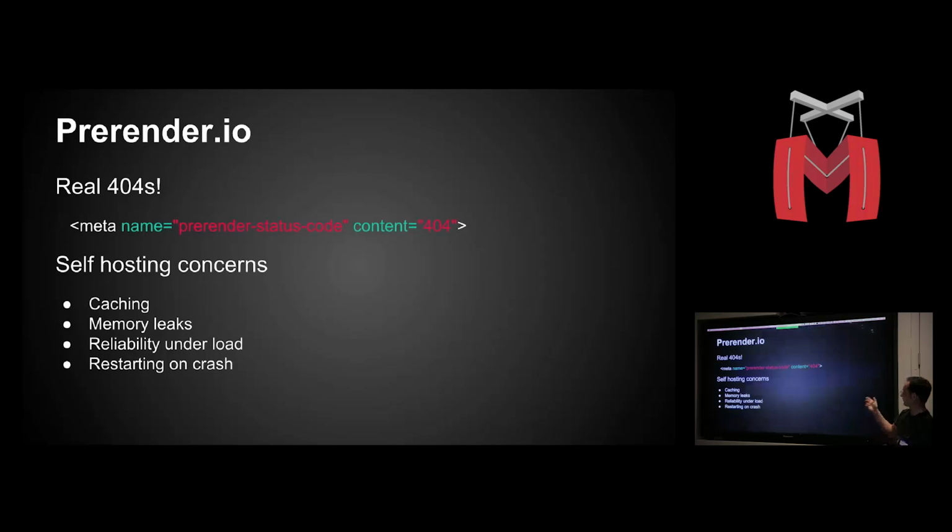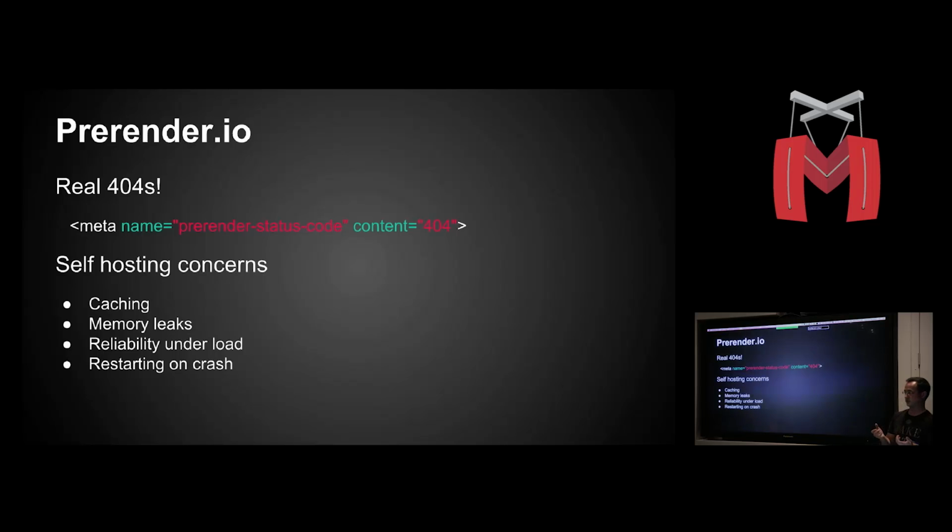So I think I mentioned if you host it yourself, you probably want to set up caching. You want to make sure memory leaks don't end up crashing the server, because browsers and JavaScript apps can be leaky. A Prerender instance can just grow in size. It's not supposed to, but it happens.